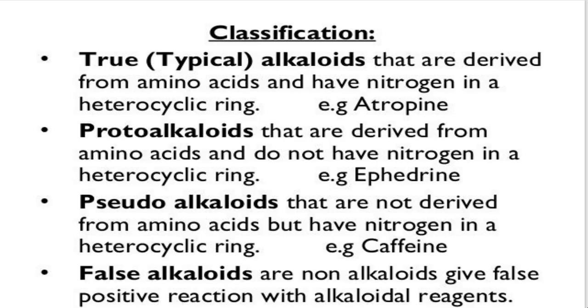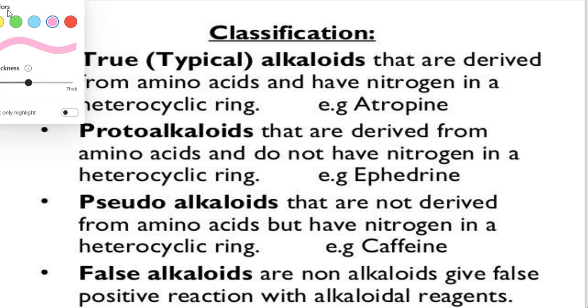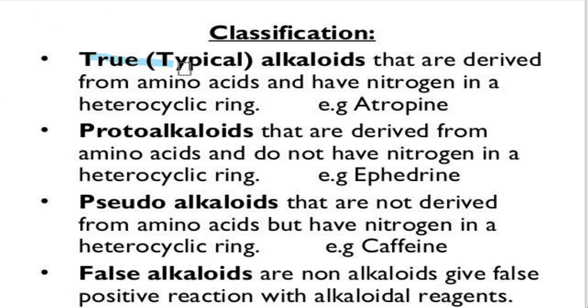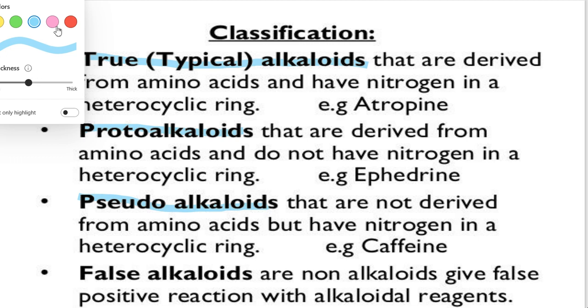Now moving ahead to the very important classification. In the classification we are talking about three main classes: typical or true alkaloids, protoalkaloids, and pseudoalkaloids. This is the main classification in which alkaloids can be easily classified.